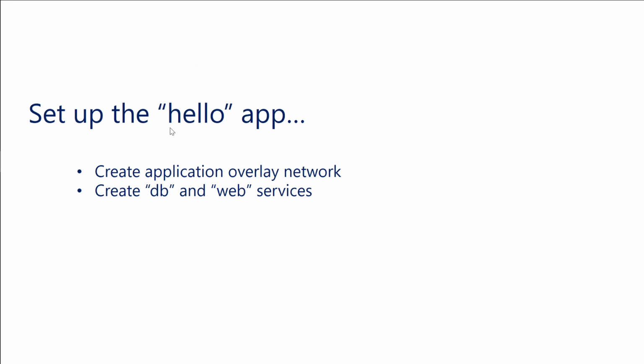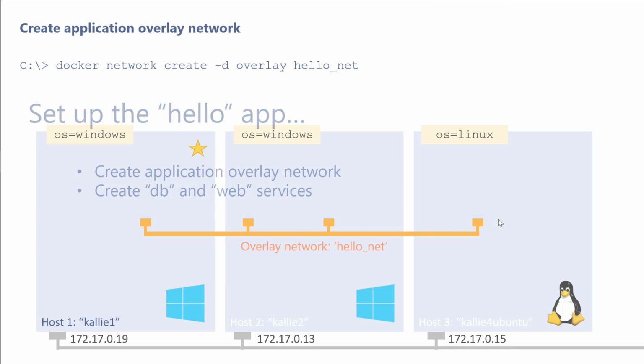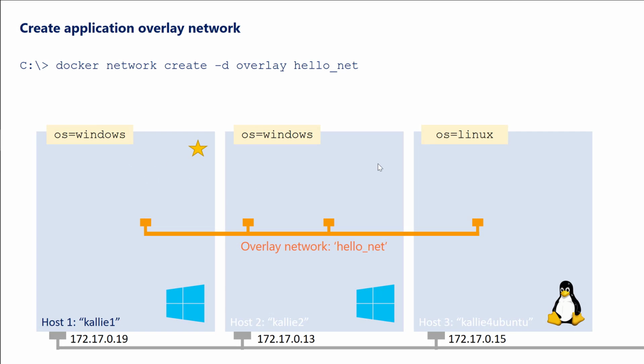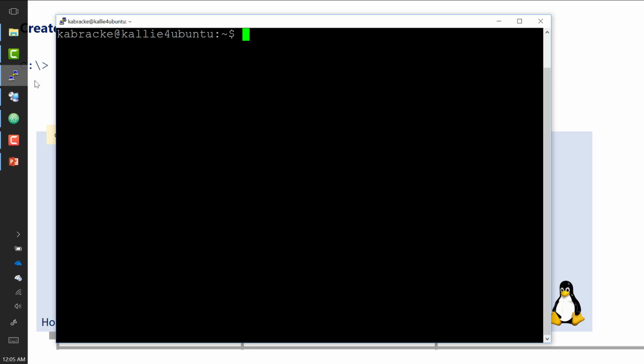Okay, so as we go ahead and set up the app itself, we kind of have 2 tasks here. The first one is to create the application overlay network. This is the virtual network that will connect all of our endpoints for each of the services so that they're able to communicate across the cluster. After the overlay network's in place, we'll go ahead and create the database and web services attached to that network. Alright, so to create this overlay network, all we need is this very simple docker network create command. Alright, so from here, I'll head over to my Windows Manager node.